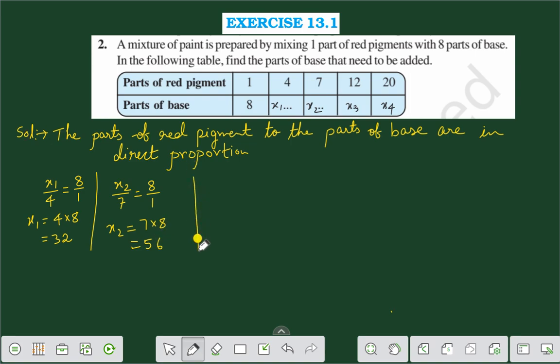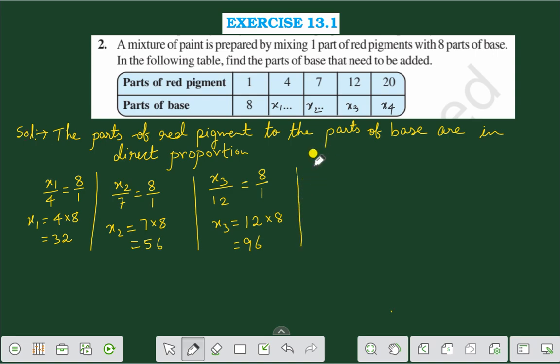We will find the value of x3, that is x3 by 12 is equal to 8 by 1, or x3 is equal to 12 into 8, and that is 96. The value of x3 is 96.